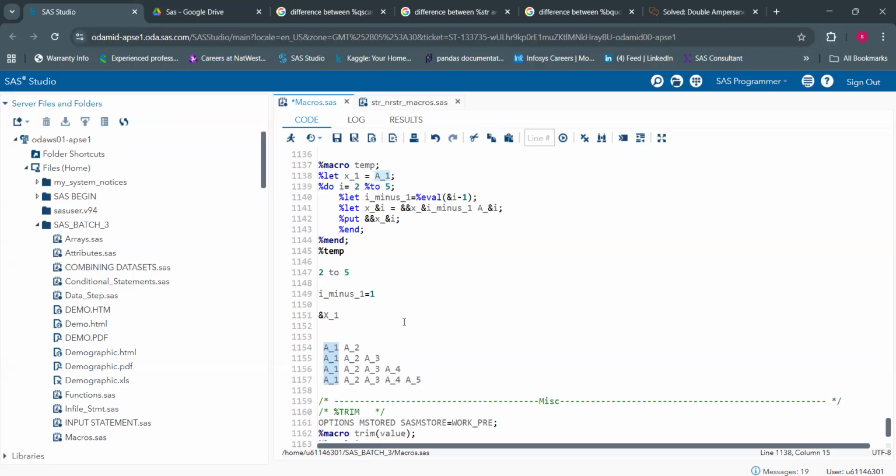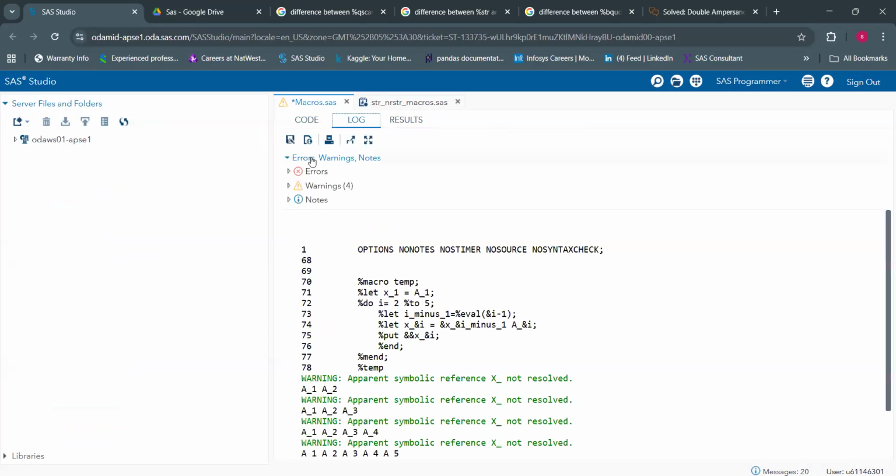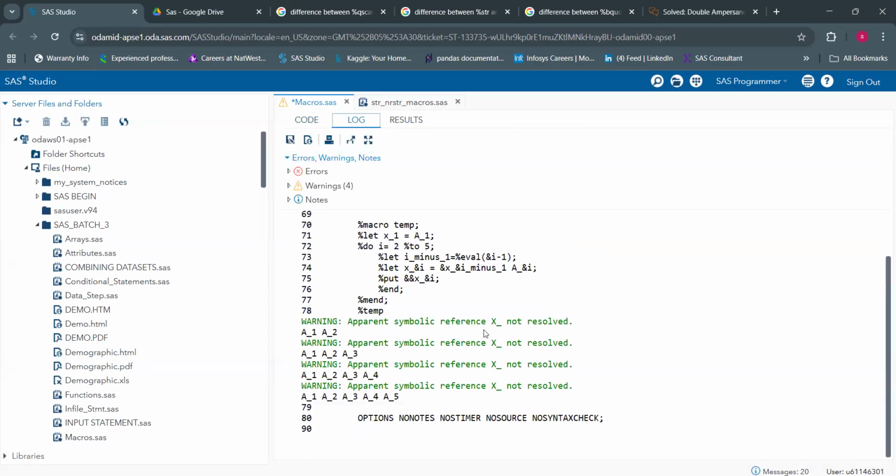So for instance, if I simply use a single ampersand and run this, see, you got an error, right? Apparent symbolic reference x underscore not resolved. Okay, so there is no x underscore.